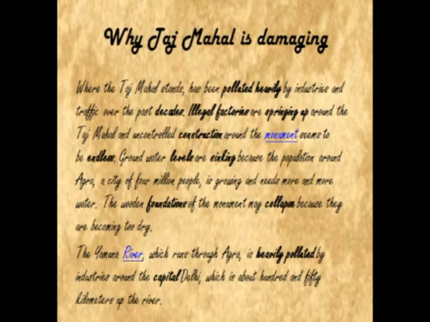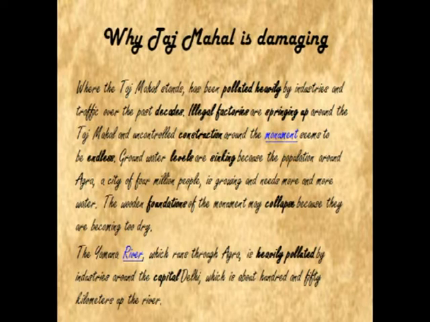Ground levels are sinking because the population around Agra, a city of 4 million people, is growing and needs more and more water. The wooden foundation of the monument may collapse because they are becoming too dry. Yamuna River, which runs through Agra, is heavily polluted by industries around the capital Delhi, which is about 150 kilometers up the river.